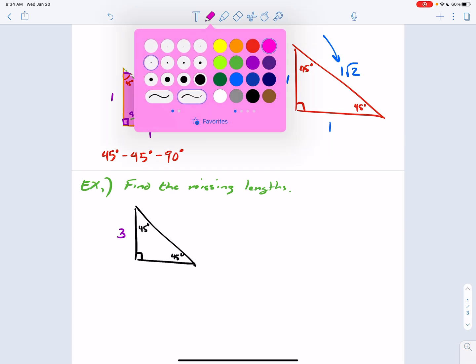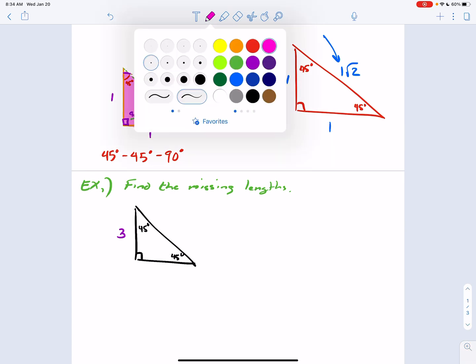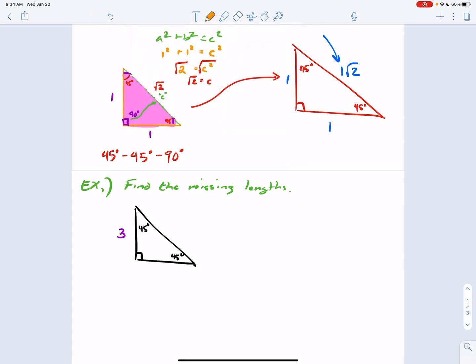So I'll use a different color here to show you our thought process. Since this is a 45, 45, 90 triangle, I know all sides have to be somewhat the same. So if this side right here is 3, then I know that this has to be 3. And the hypotenuse also has to be 3. But the hypotenuse, remember the hypotenuse is opposite of the 90. The hypotenuse has the extra radical 2. Okay? And that's it. Let's try a couple more.